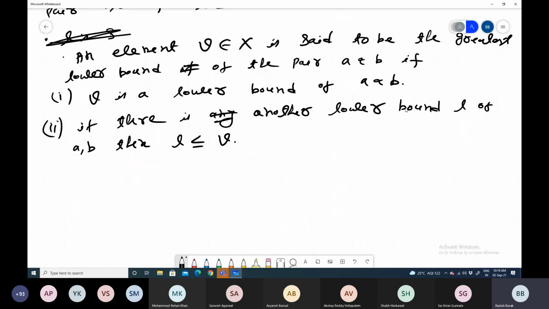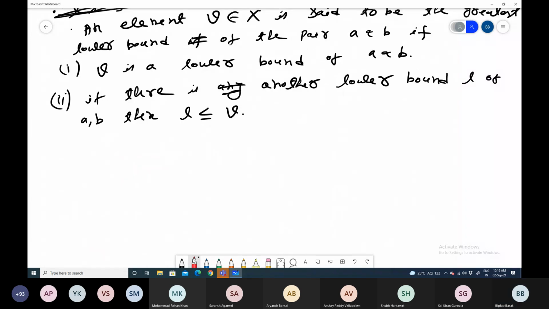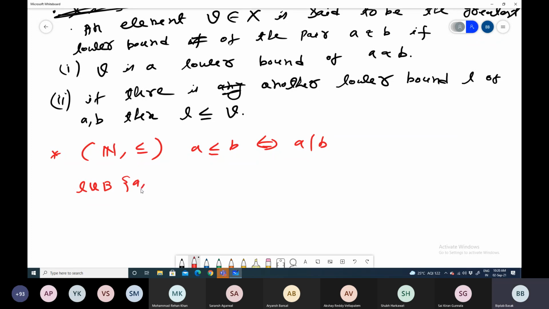So if we take another example, say my poset is the natural numbers, where A less than or equal to B means actually A divides B. Now what is the least upper bound of A, B, and what is the greatest lower bound of A, B? LCM and HCF. Right. It is the LCM of A, B and it is the GCD of A, B.